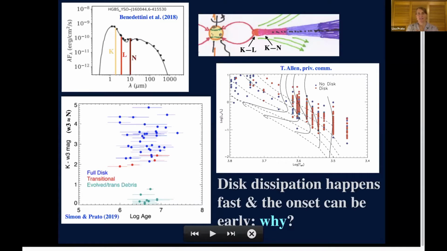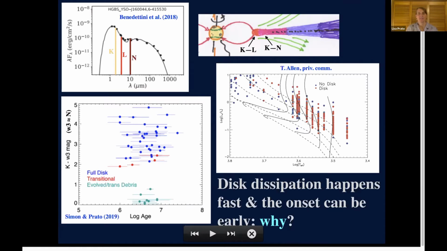Another way of looking at this is to look at an HR diagram. This is work from Tom Allen, and he was looking at Cep OB3b, and it's showing this low mass stellar population. He used infrared excess to get the disk presence, and X-ray Chandra data to get the no disks on those blue points, and the red points are the ones that have disks. You can see they're overlapping in this HR diagram, both in age and mass. So there's something going on where sometimes dissipation happens very rapidly, and conversely, sometimes it goes very slowly.